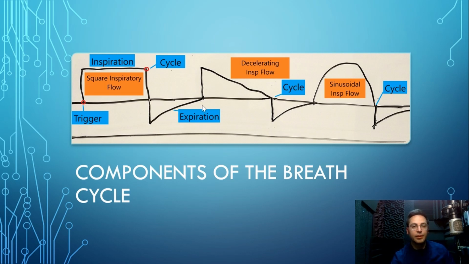Now, it's important to note that the point in the waveform is different depending on whether we're looking at a square inspiratory flow pattern or a decelerating or sinusoidal inspiratory flow pattern. Because where we see cycling occurring at the top right corner of the square waveform here, in the decelerating inspiratory flow pattern, we have a gradual decrease in inspiratory flow before we sort of reach baseline here, and then cycling will occur. And we observe a similar thing with sinusoidal inspiratory flow.